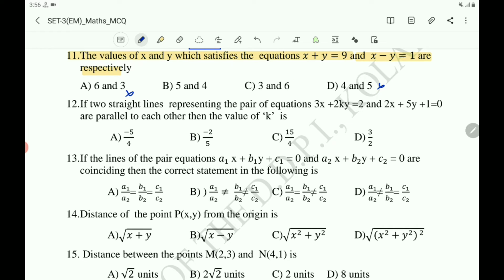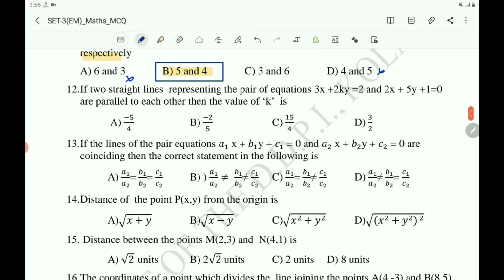So what is the answer? Option B. 5 plus 4 equals 9, 5 minus 4 equals 1. Next you take the 12th question. If two straight lines representing the pair of equations 3x plus 2ky equals 2, x plus 5y plus 1 equals 0 are parallel to each other, then the value of k is.